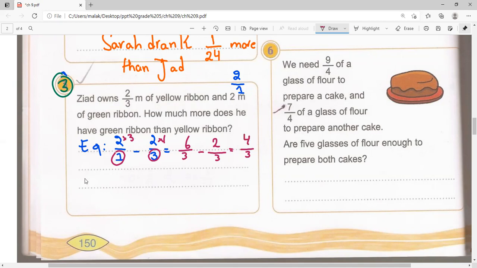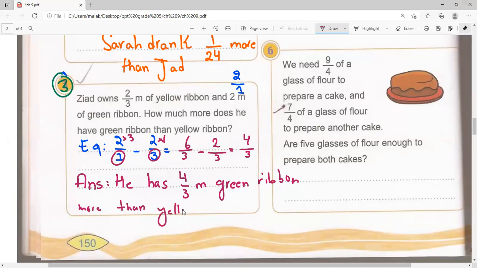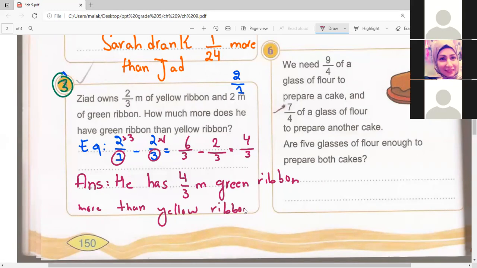So what is the difference between both? He has 4/3 meters more green ribbon than yellow ribbon. Yes, Jawad, I wrote it. Correct.